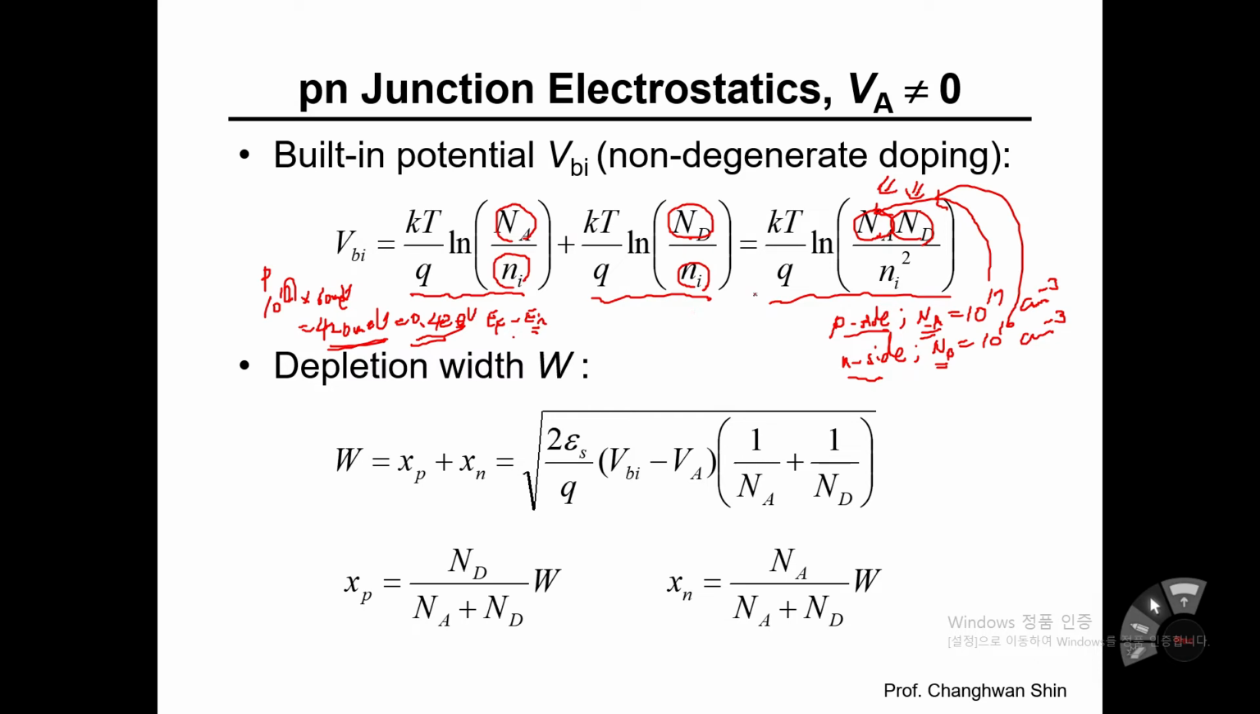And what about the N side? Use the 10 to the 16. Take a 6 and multiply by 0.06 electron volt, then you end up with 0.36 electron volt, which means the energy difference between the Fermi energy level and the intrinsic Fermi level in the N side. By simply summing up those two values, the 0.42 corresponding to the P side term and the 0.36 electron volt corresponding to the N side, you end up with 0.78 electron volt in this specific example.